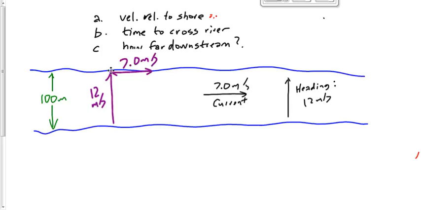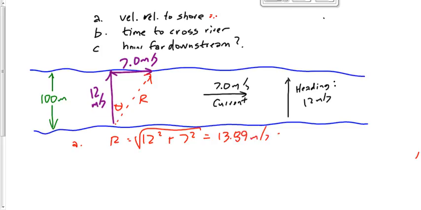Where do we end up going? Where do we really end up going? Well, that's the resultant vector, the dotted line vector that goes from start to finish right here. Let's find the value of that resultant vector by saying the square root of 12 squared plus 7 squared. 12 squared is 144, 7 squared is 49. I think it's square root of 203. What does that end up equaling? 13.89 meters per second, which is rounded to 2 digits, 14 meters per second.